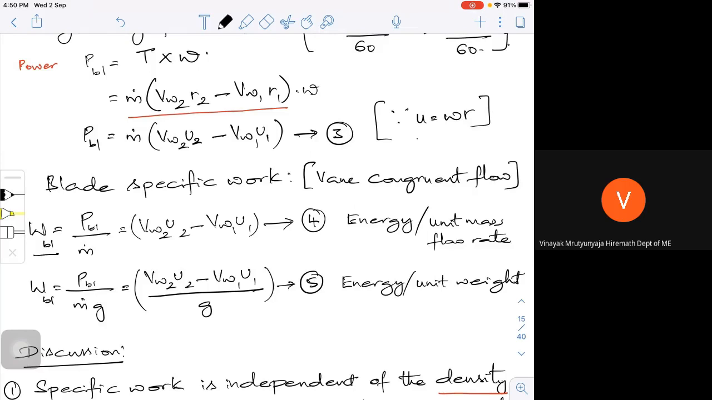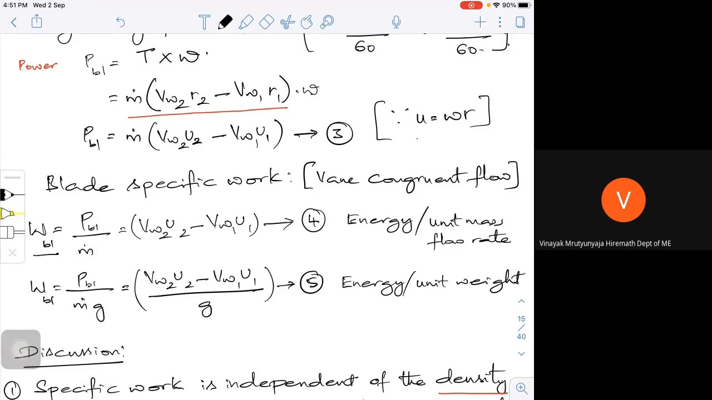Suppose sometimes we have to express it in terms of unit weight, then it is divided by mass flow rate into g. So the whole thing will be Vw2 into U2 minus Vw1 into U1 by g. This becomes the simplest form of expressing the Euler equation in terms of whirl velocity and your peripheral blade velocity. Suppose it is for a turbine, what will happen? This formula can be written as Vw1 into U1 minus Vw2 into U2. You have to be very careful how you are writing it.